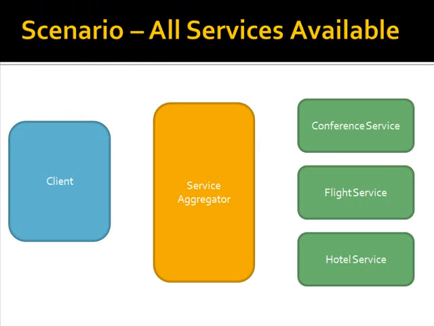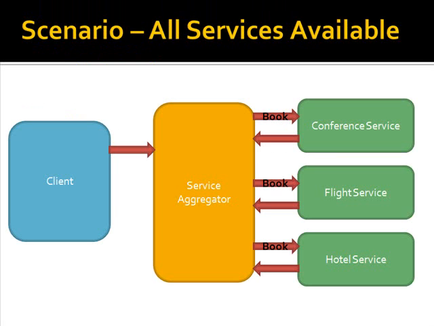So the scenario is basically a client which is calling a service aggregator, which is implemented as a BizTalk Server orchestration. Then we're making calls to a conference service, a flight service, and a hotel service. We make those bookings in parallel, so it's a fairly efficient process. We get back our responses, and we return that response back to the client.